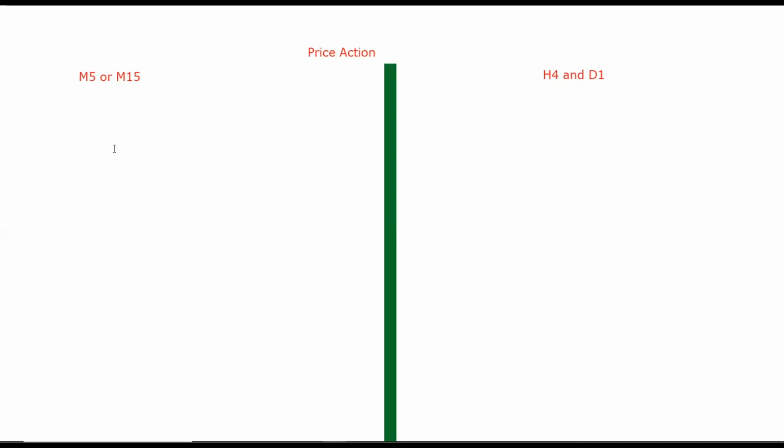Rule number one, M5 and M15 is for entry. H4 and D1, these are for analysis. I do my analysis in D1, H4, 1 week, 1 month. I enter in M5 and M15. H1 is my overview.